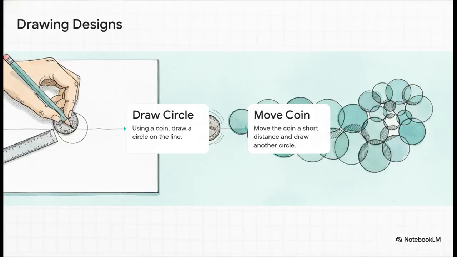You can actually create your own mesmerizing art with a super straightforward process. Just draw a straight line on a piece of paper. Then, place a coin on that line and trace a circle. Now, simply slide the coin a short, consistent distance along the line and draw another circle. Repeat this process, maybe 20 times, letting the circles overlap as you go. You're literally using rigid geometric rules to create flowing, continuous art.